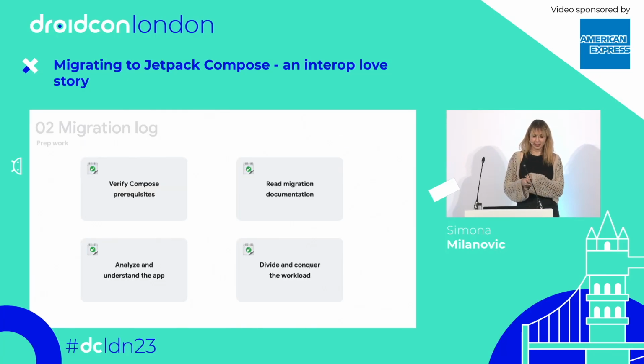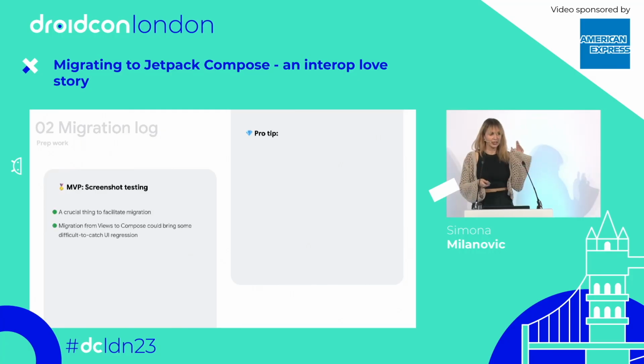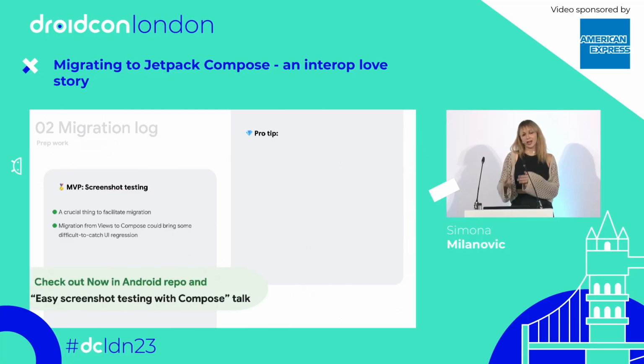Now that we've done all this and came up with a plan, it's time to start coding. Every step in this talk will have a most valuable player and a pro tip as a way of building a broad migration toolkit for you. So in this step, our MVP is definitely screenshot testing. It's a crucial thing to facilitate, as migration from Vue to Compose can develop some difficult-to-catch UI regressions. To learn more about Compose and screenshot testing together, you can take a look at our Now on Android implementation and also check out the easy screenshot testing with Compose talk later today.